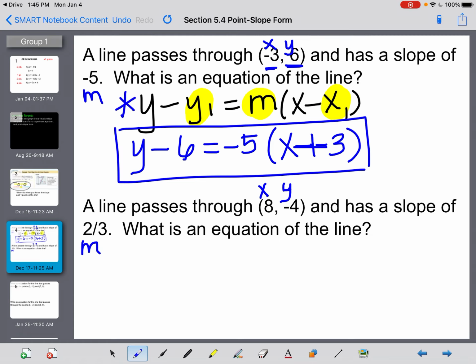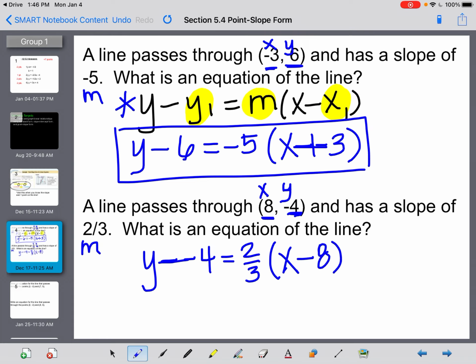We're still going to use the same point-slope form when I plug these in. So y minus the y from my ordered pair is equal to my slope times x minus the x from my ordered pair. Okay, and this minus minus here turns into a plus, and then I'm done.